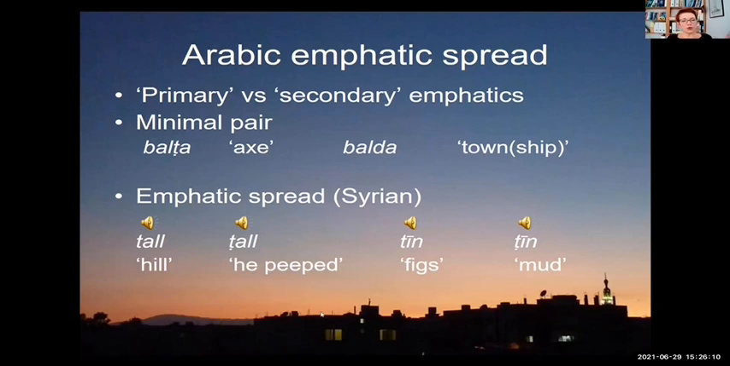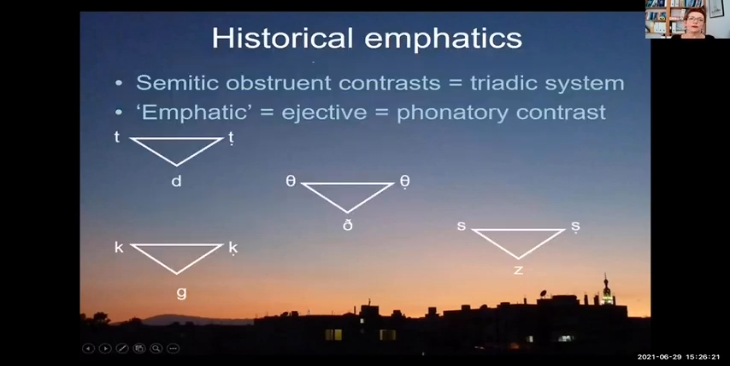I want to now give a little overview of some history of the development of emphatics. So we know that across Semitic there is a series of contrasts in the obstruent system such that there is a triadic system. There's a series of triads in reconstructions of historical Semitic, such that we can ask, to start, rewind to the beginning, what were emphatic consonants historically?